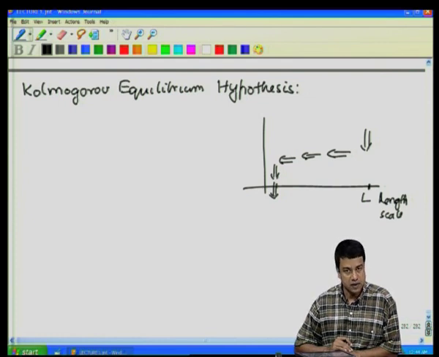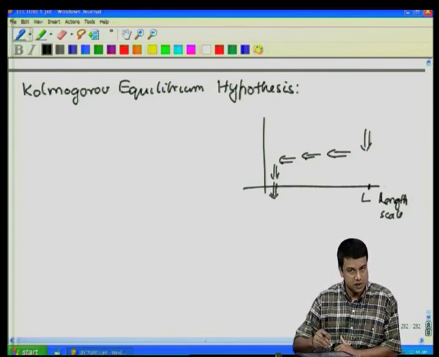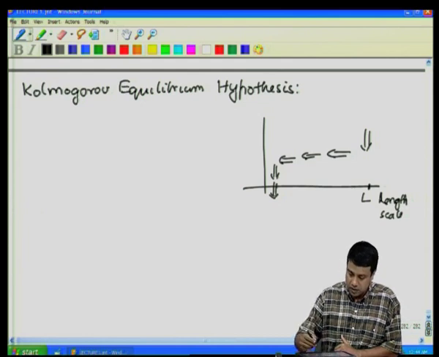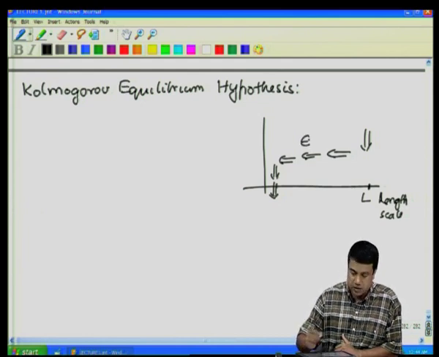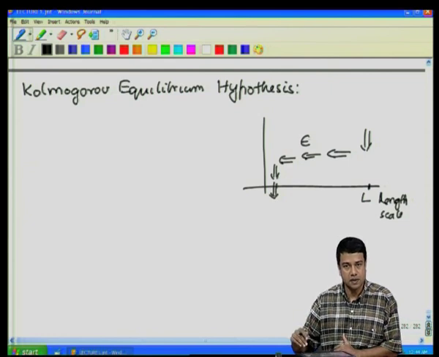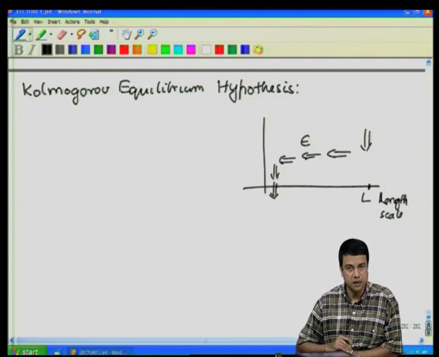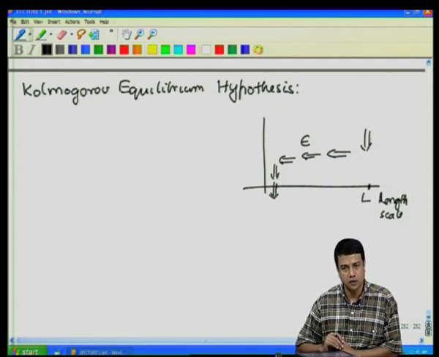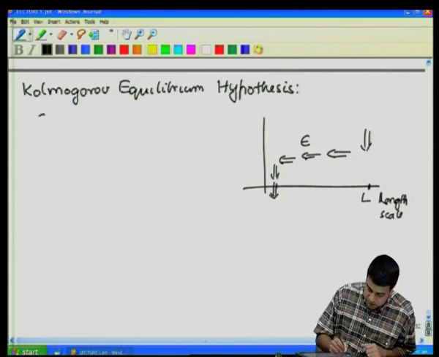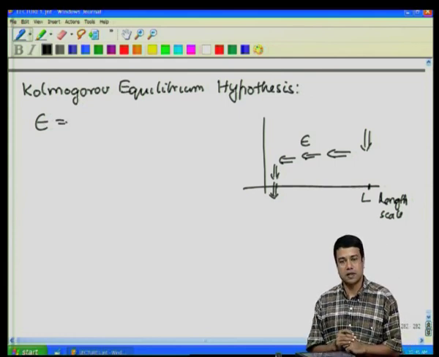What is this small length scale? The total amount of energy that is put in at the large scale has to be dissipated at the small scale. So, this is called the energy dissipation rate epsilon. Whatever energy is put in at the large scale has to go through these length scales and get dissipated at the small scale. The total amount of energy that is passing through is what is called epsilon. This is the energy that is passing through per unit time, per unit volume.